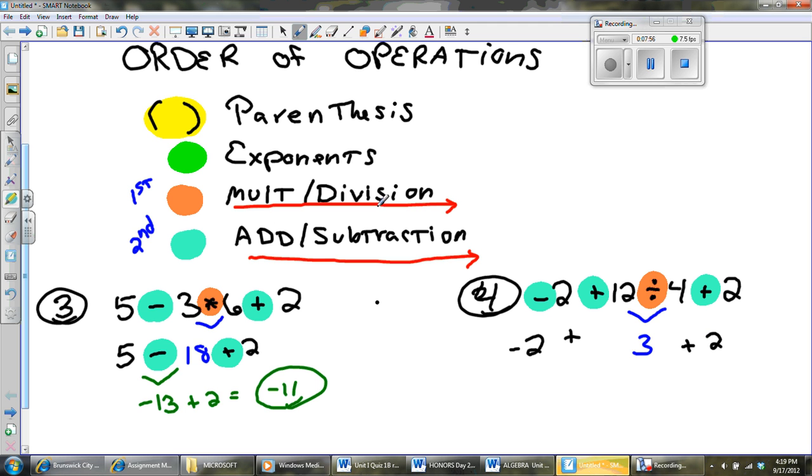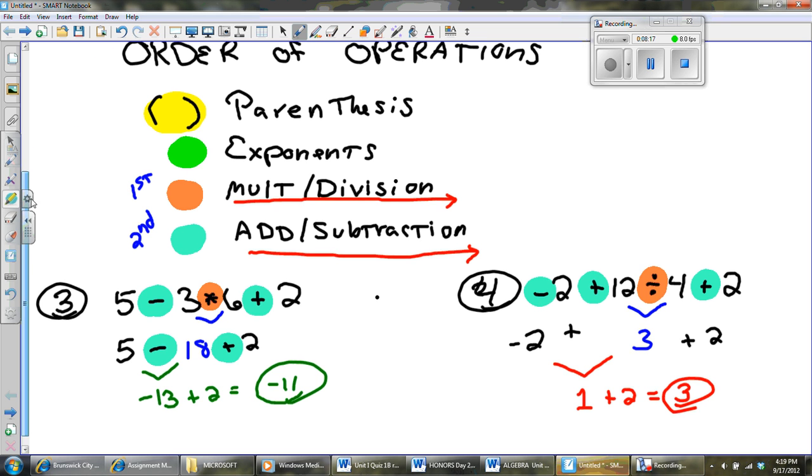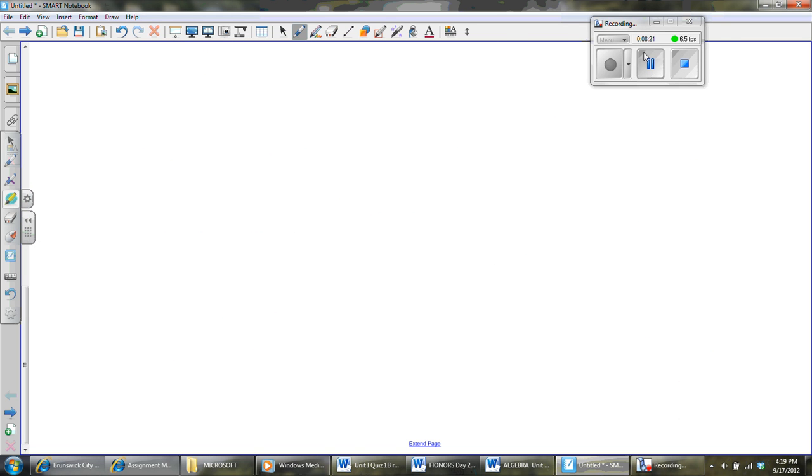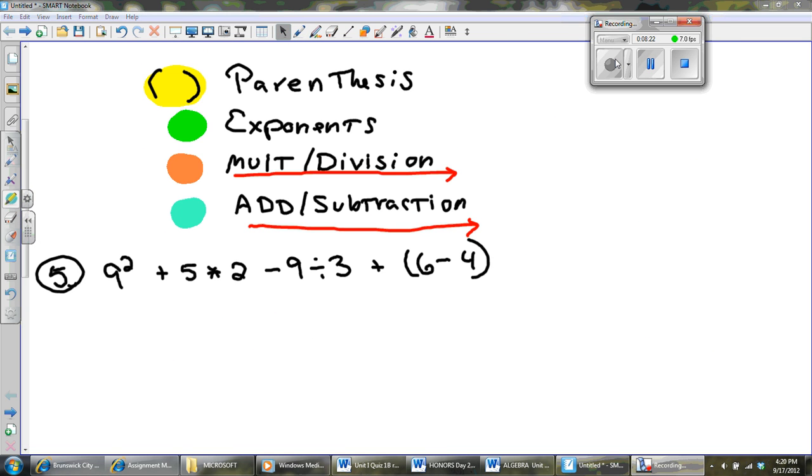Now, all the multiplication and division is accounted for. I shall do the addition and subtraction from left to right. I will do negative 2 plus 3 to get positive 1. Bring down the 2 that I did not use and get 3 for an answer. I hope this is making a little more sense. Let's do one that's much more complicated. Hold on one moment. Here is a much more involved problem.